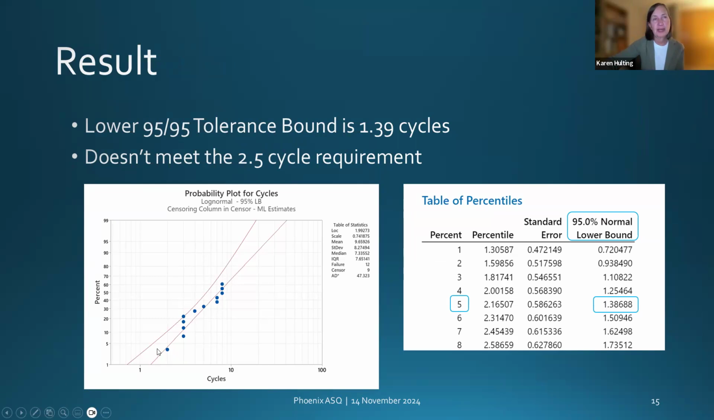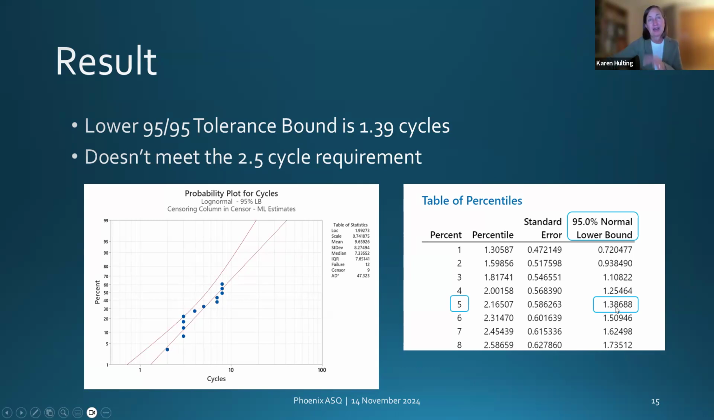And so we can kind of see that on this graph. I can go to my 5% line over here on the graph and run it over to see that that lower bound intersects the 5th percentile line somewhere between 1 and 2 cycles. The best guess for my 5th percentile is a little bit over 2 cycles. And then we can see the actual numbers over here. The 5th percentile is just over 2 cycles, which is somewhat optimistic.